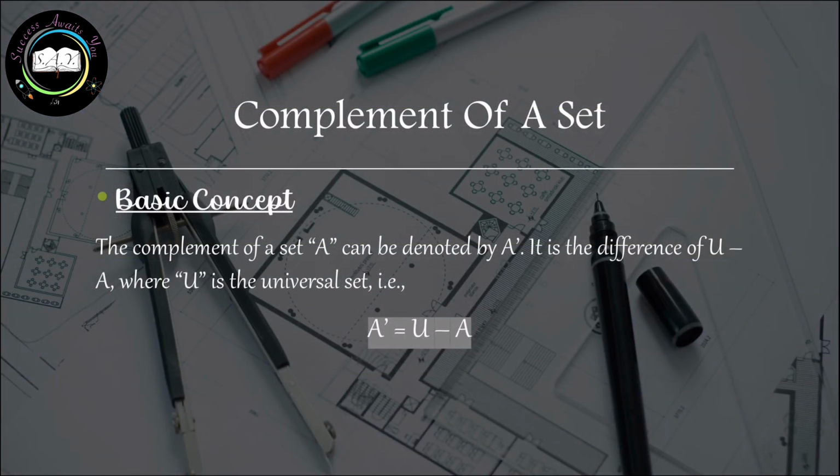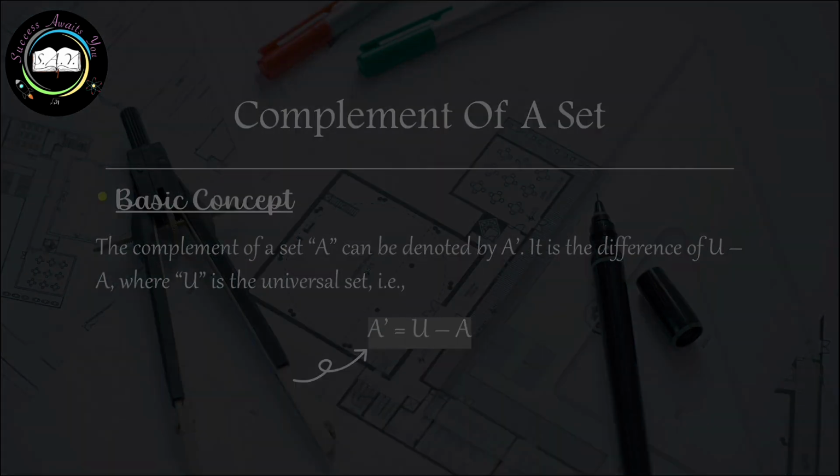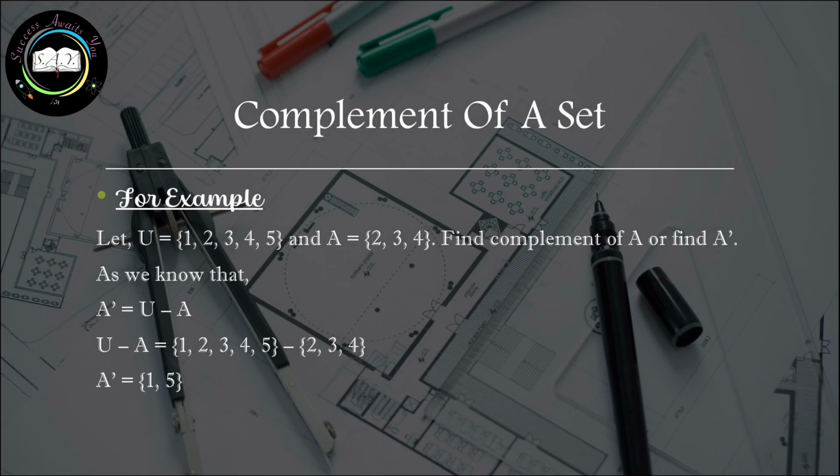The basic concept for the complement of a set is that it is the difference of any set from the universal set. Suppose a set A, so its complement will be denoted by A with a prime and will be read as A complement. Let's take an example. There is a set A having elements 2, 3, and 4, and a universal set which consists of all the elements present in other sets and some more elements. We have covered the topic types of sets in our previous video, so be sure to check it out first.